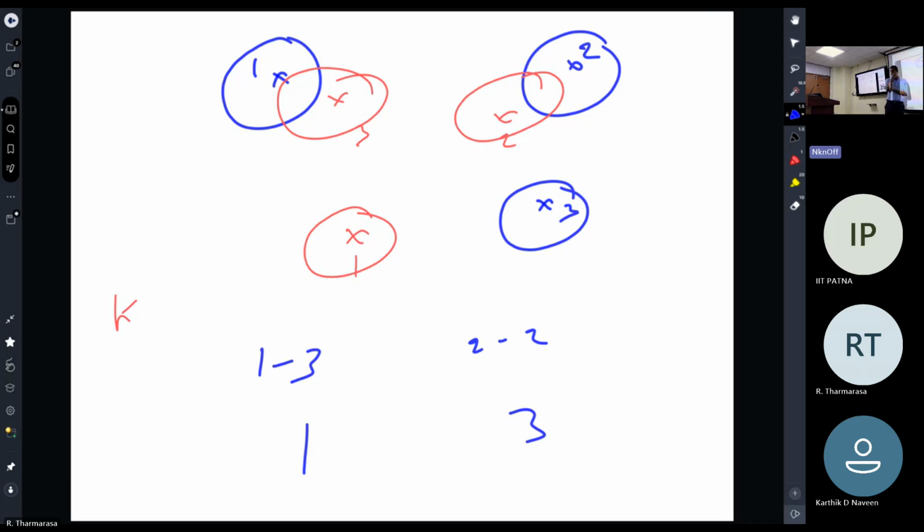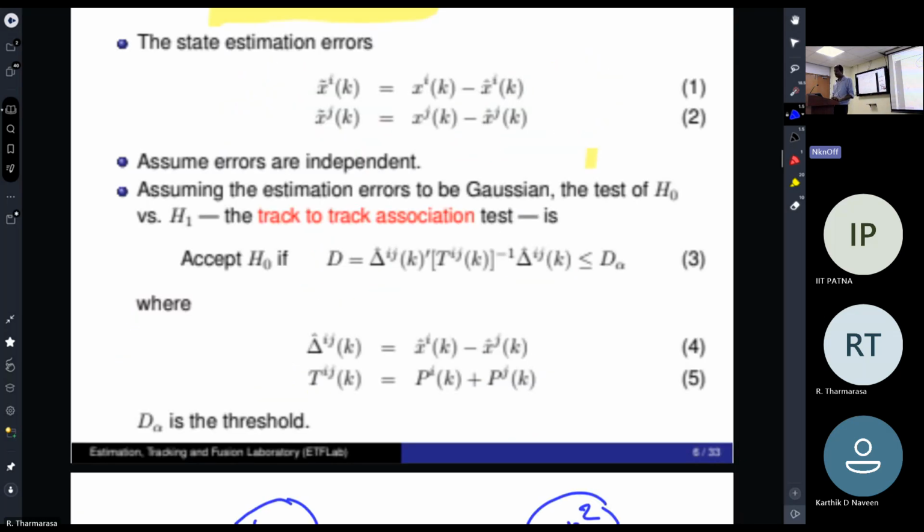This is similar to the measurement fusion, right? So you can consider blue as a track and this red as the measurement. Then we would do a similar approach to what we do in the track to measurement association. We are going to do that for track to track association. Okay, how do we do that?